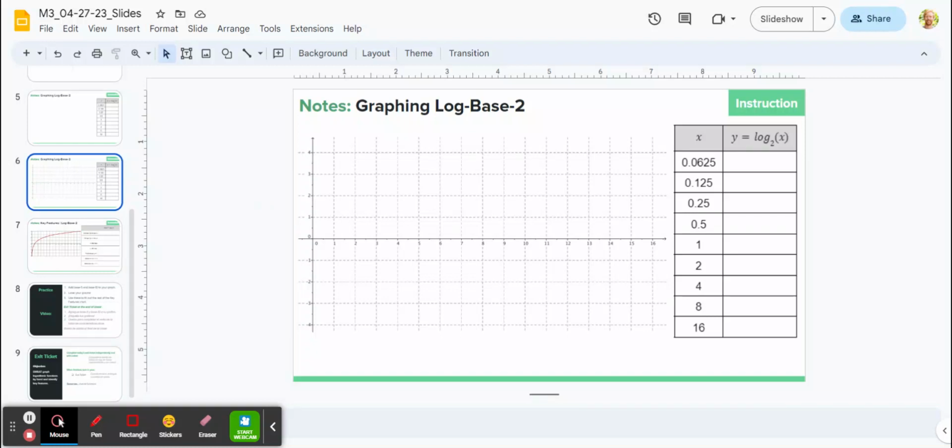So yesterday we started exploring with the graphs of logarithms, and we did it in a comparison with our exponential graph. Today we are going to focus in on just the logarithm graphs, identify some key features, practice graphing different bases, starting with our base 2.